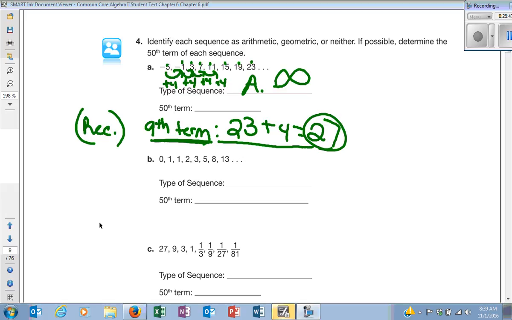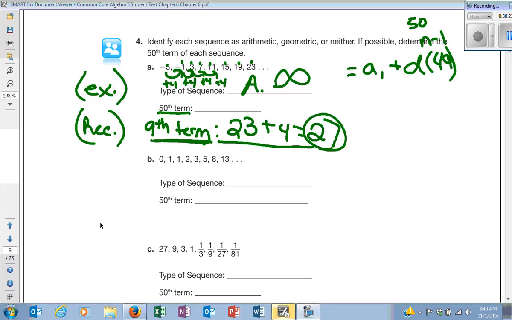If they ask me for the 50th term, would I want to use the recursive? No, I'd want to use the explicit formula because that's way too many terms to add. In fact, I have to know my 49th term in order to be able to find my 50th. You guys with me? But explicit, all I have to do is A1 plus the common difference, and I'm going to have that how many times? 49 times. Because it's n minus 1. And n was 50. Does everybody understand how I got that 49?